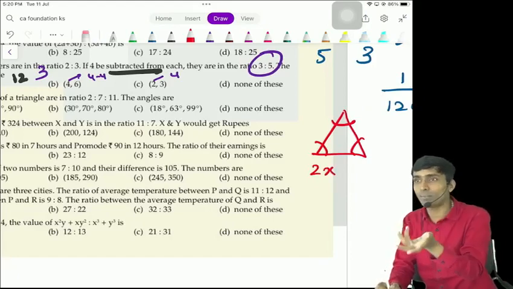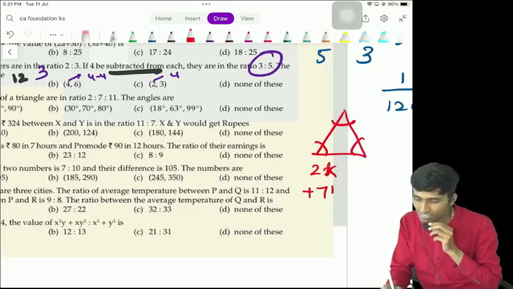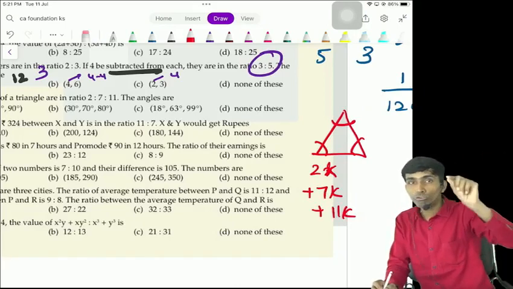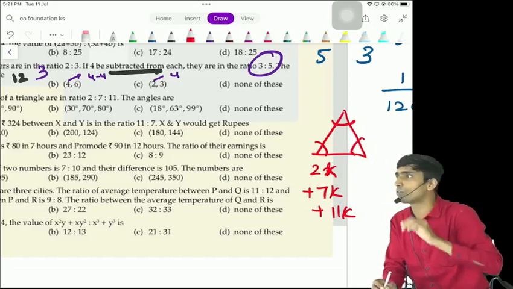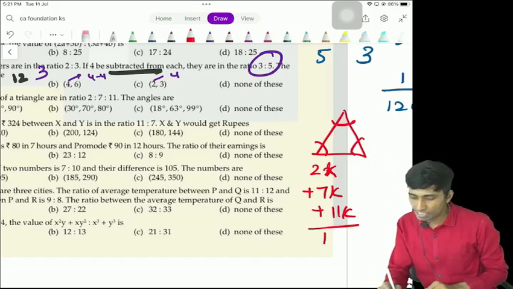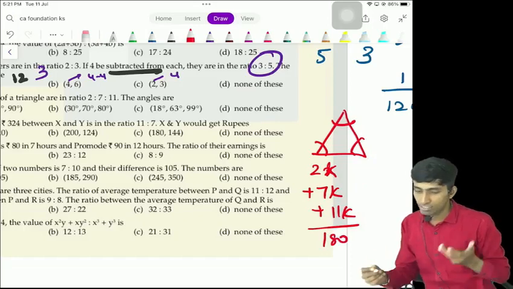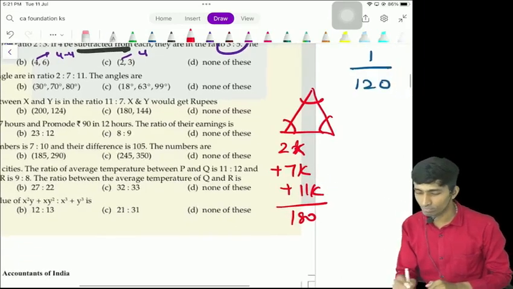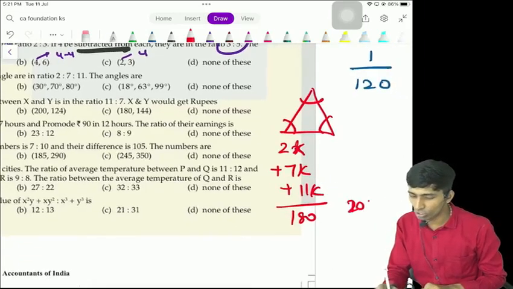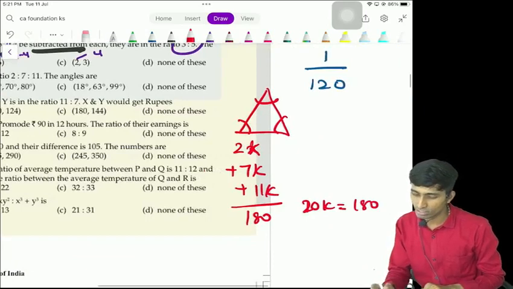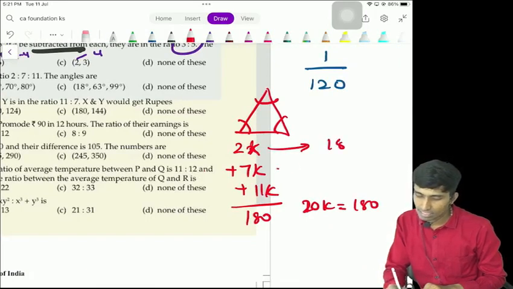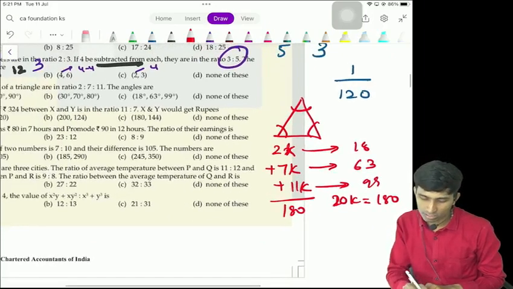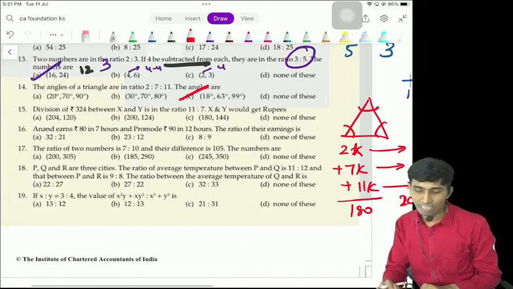So people are thinking, what is it saying? Array 2x means that common number, or 2k plus 7k plus 11k. Whenever they give the ratio, to get the number I am multiplying the ratio with k. So the total is 180. Correct? 2 plus 7, 9. 9 plus 11, 20. 20k is equal to 180. So my k is how much? 9. So 2 nines are 18, 7 nines are 63, 11 nines are 99. Now 1 minute.